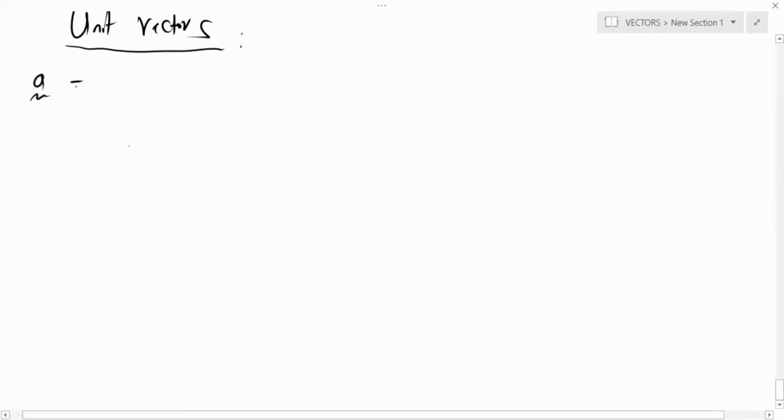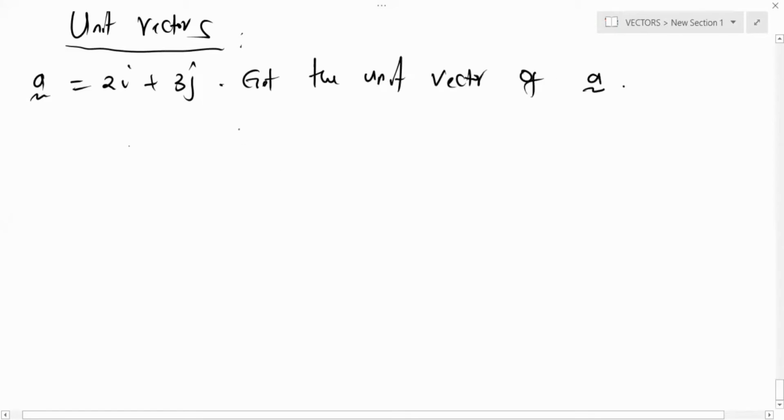Let's say you're given your vector A is equal to 2i plus 3j, and then you're being told to get the unit vector of A. So basically you're being told to get the vector whose magnitude is 1. How do you go about that? First of all, you get the modulus, which is the square root of 2 squared plus 3 squared. This will give us 4 plus 9, that is 13. So that is root 13.